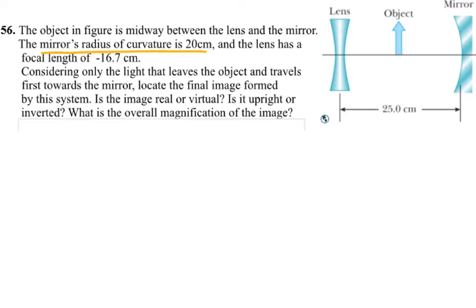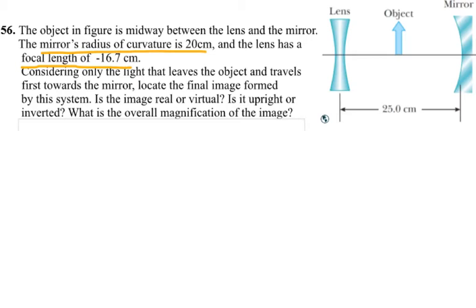And the lens has a focal length of negative 16.7 centimeters. Considering only the light that leaves the object and travels first towards the mirror, locate the final image formed by the system. Is the image real or virtual, and is it upright or inverted? And what is the overall magnification of the image?